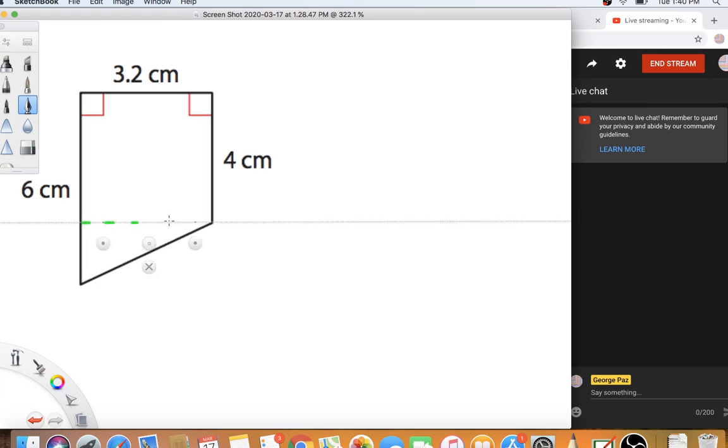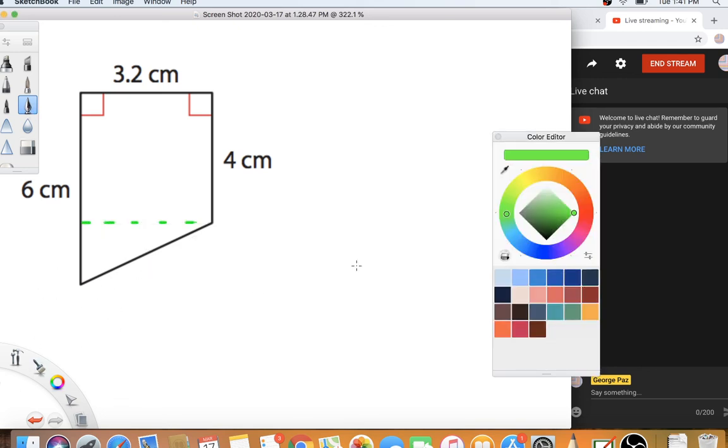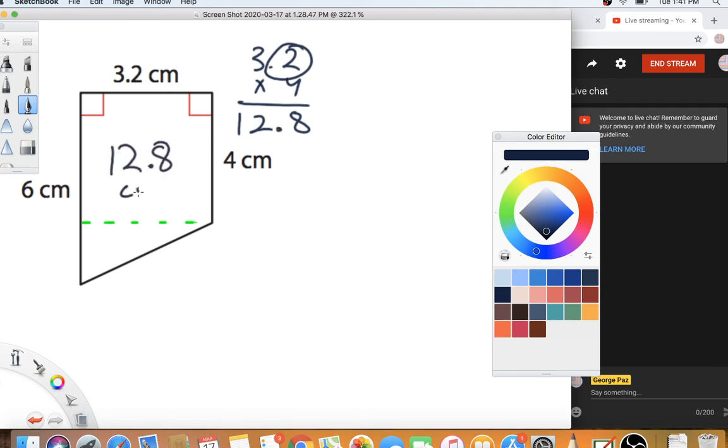So this will be our height of this triangle, and this will be our base for this triangle. Or this can be our base and this can be our height. Either way, the formula answer is still the same. The area for this rectangle is gonna be this side times this side. So it's gonna be 3.2 times 4, which is 12.8. One decimal spot. So the area for this rectangle is 12.8 centimeters squared.